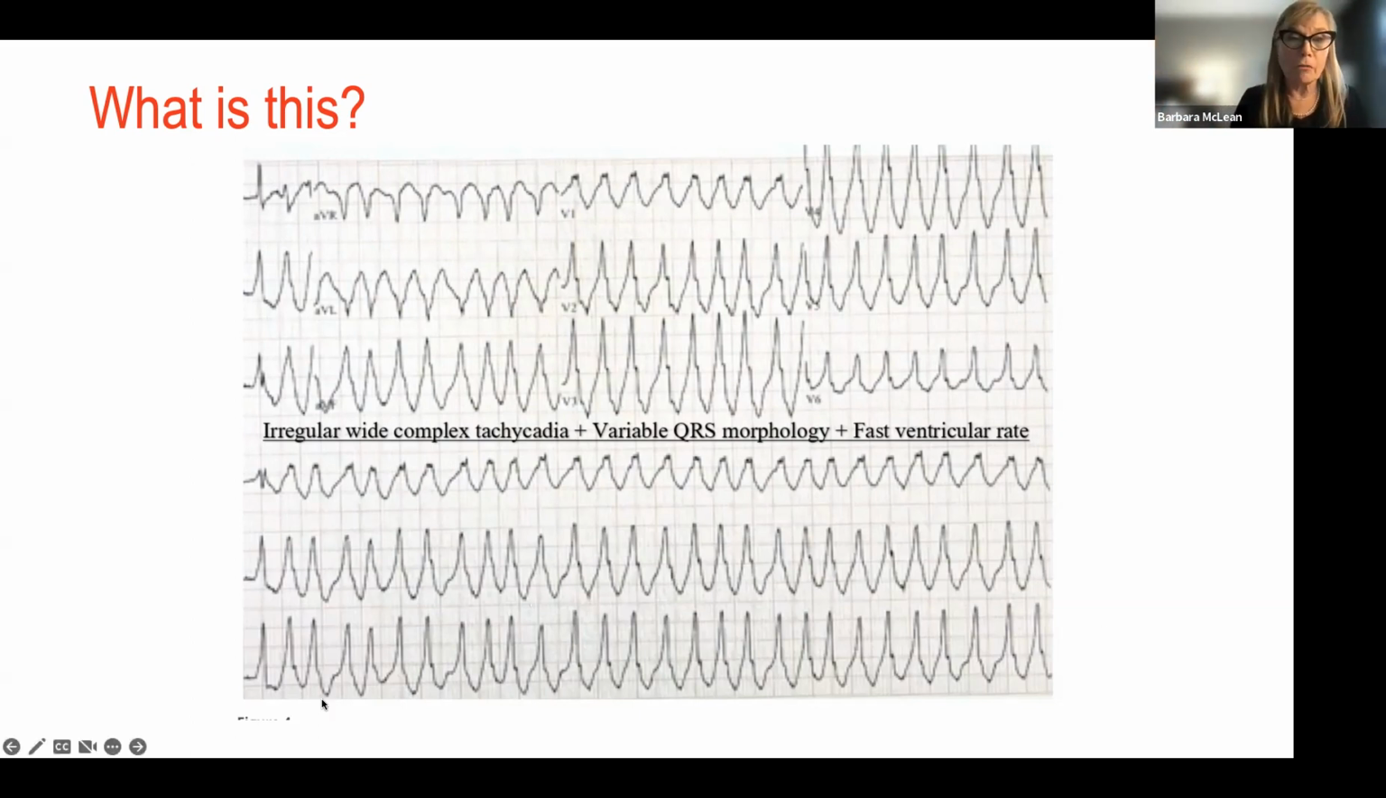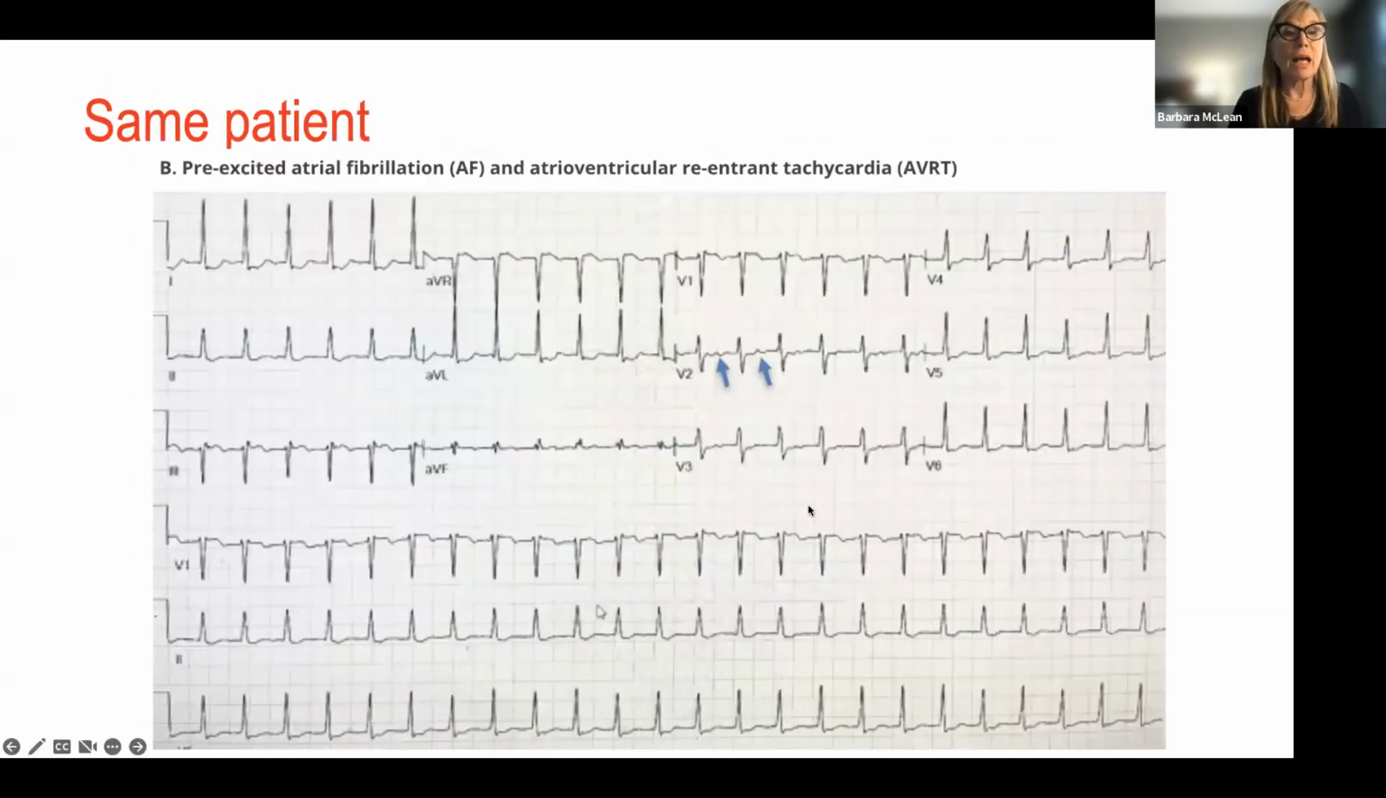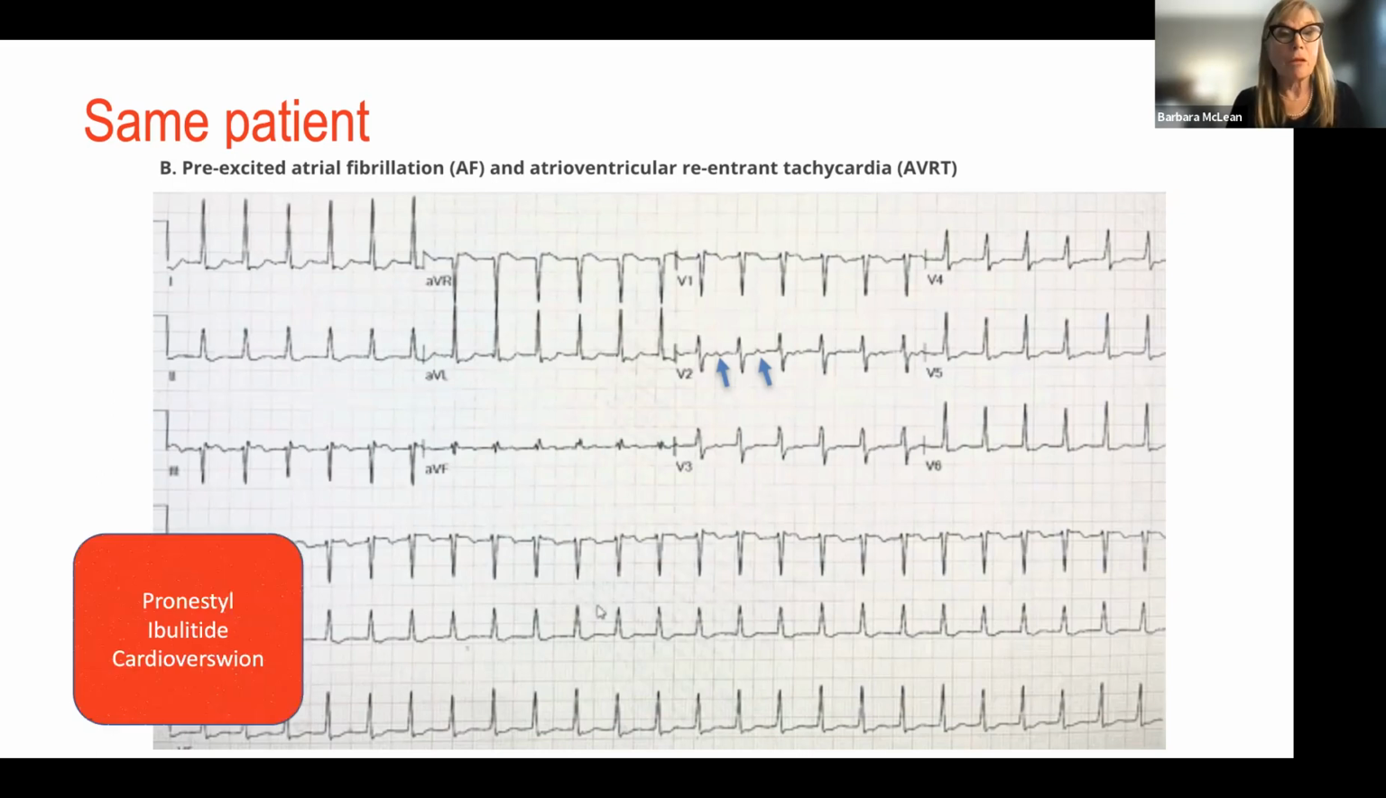So here you are, you've got this and you're like, oh, that's VTAC. No, it's not. It's actually pre-excitation atrial fib at very high rates and AV nodal reentry tachycardia. Okay, so for this patient, therapeutic intervention. Oh, look how bad my spelling is. Sorry about that. Procainamide, ibutilide, and cardioversion.